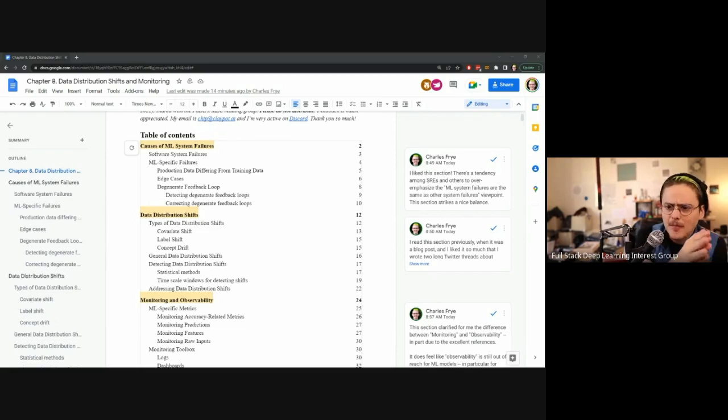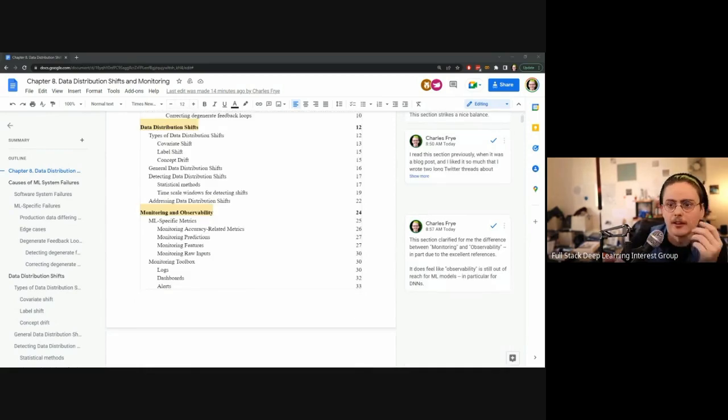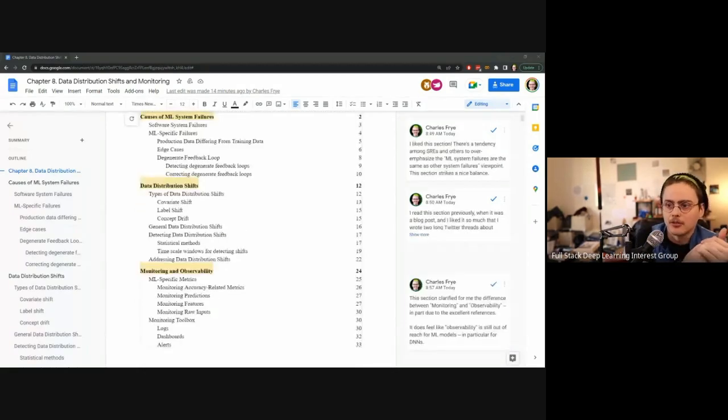And then also how we detect it and how we address it. We don't fully go into the true way to address data distribution shifts in this chapter because that's the subject of its entire own chapter, which is continual learning, the next chapter.